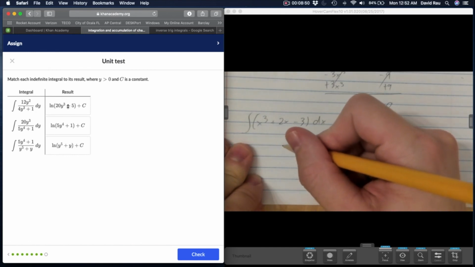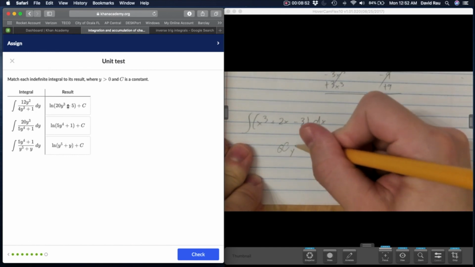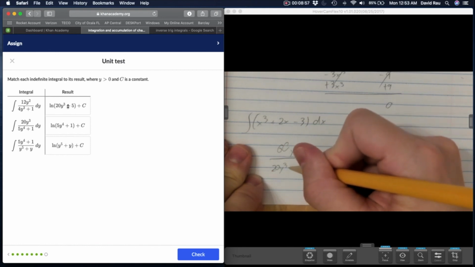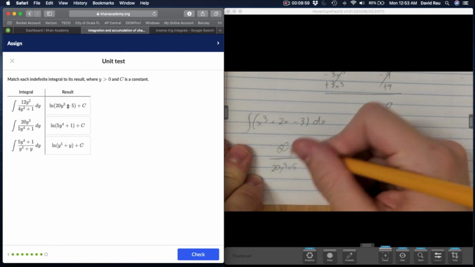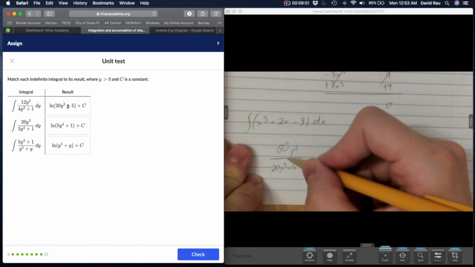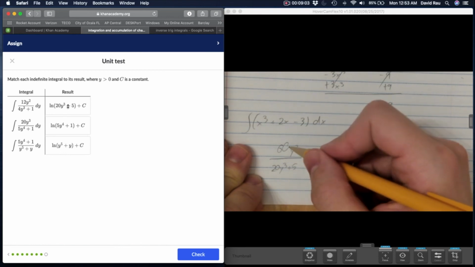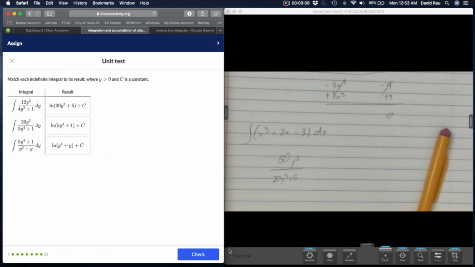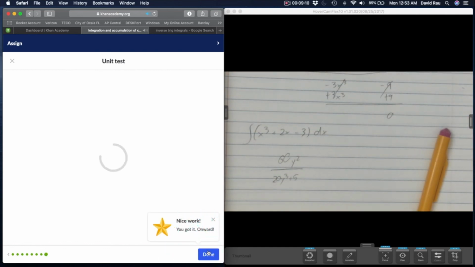When you derive that, you're going to get 60 y squared divided by 20y cubed plus 5. And then all they did was they just reduced this by 5. That would be 12, 4, and 1. And we did it. So happy.